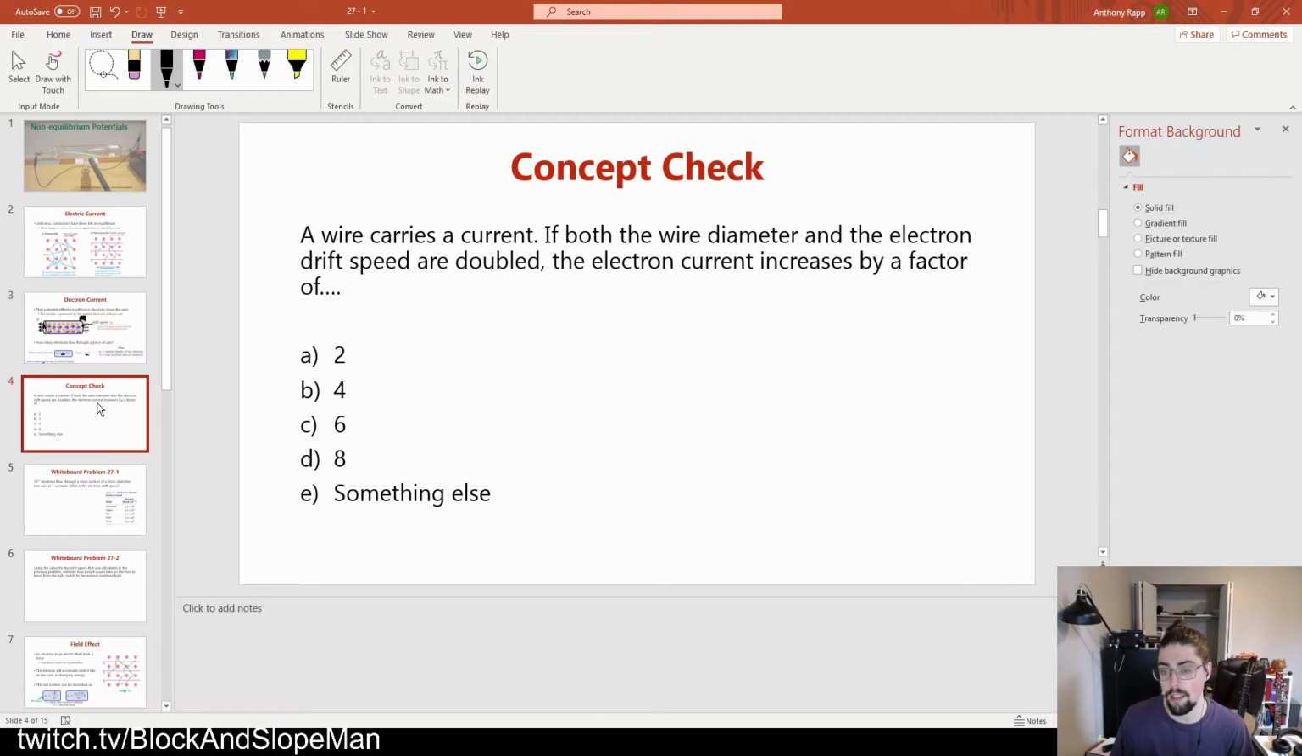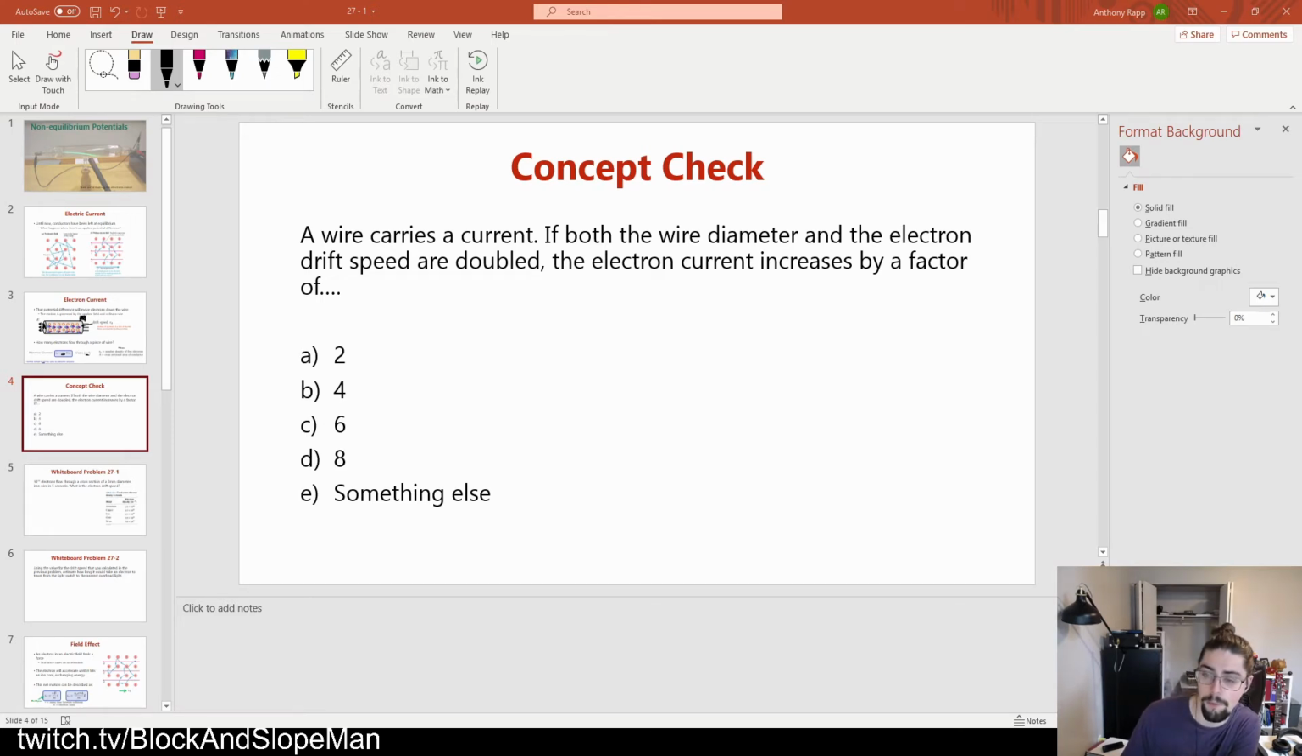So let's try this on a concept check real quick. Let's say that there is current traveling through some wire. If the wire diameter and the electron drift speed are both doubled by something, I don't know, but something doubles both of those quantities, what happens to the electron current? By what factor does it increase?